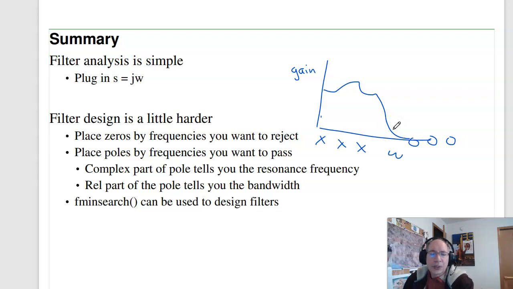Next class, we're going to look at some very specific types of filters called Butterworth, Chebyshev, and elliptic filters. But that's lecture number 8 for ECE 321, Analog Electronics.